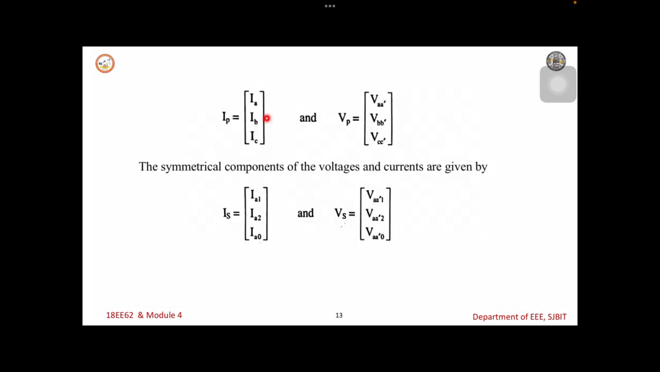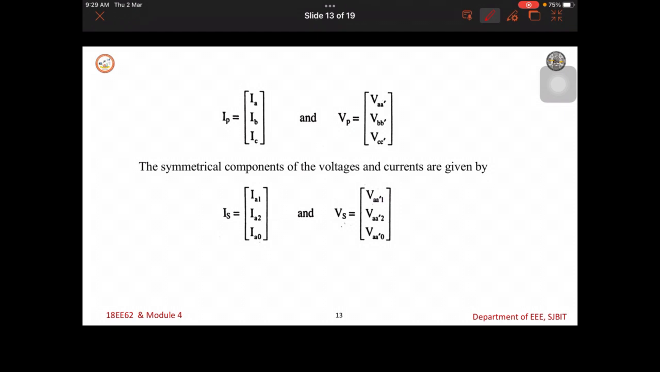See here, these are the phase voltages. We have three phases, IA, IB, IC, and the phase currents. Suppose we take one line and it is open, then the terminal A dash becomes open, and the voltage will be VA dash. Similarly, if the B phase opens, then the phase voltage is VB dash, and C phase open means VC dash.